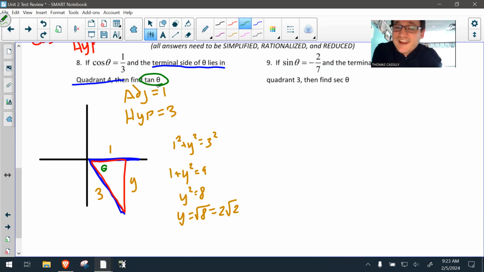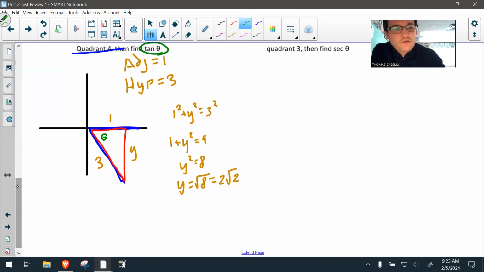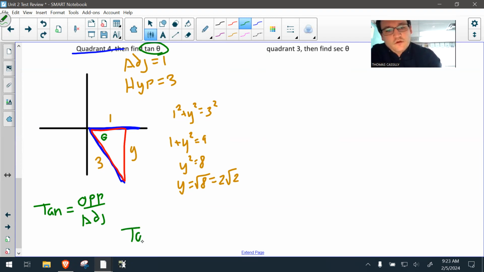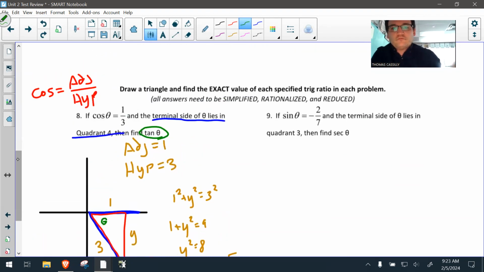They're asking us to find the tangent of theta. So just recall the tangent is equal to the opposite over the adjacent. We just found the opposite, right? The opposite was 2 square root of 2. So the tangent of theta is equal to 2 square root of 2 over 1. That's our opposite over the adjacent side.